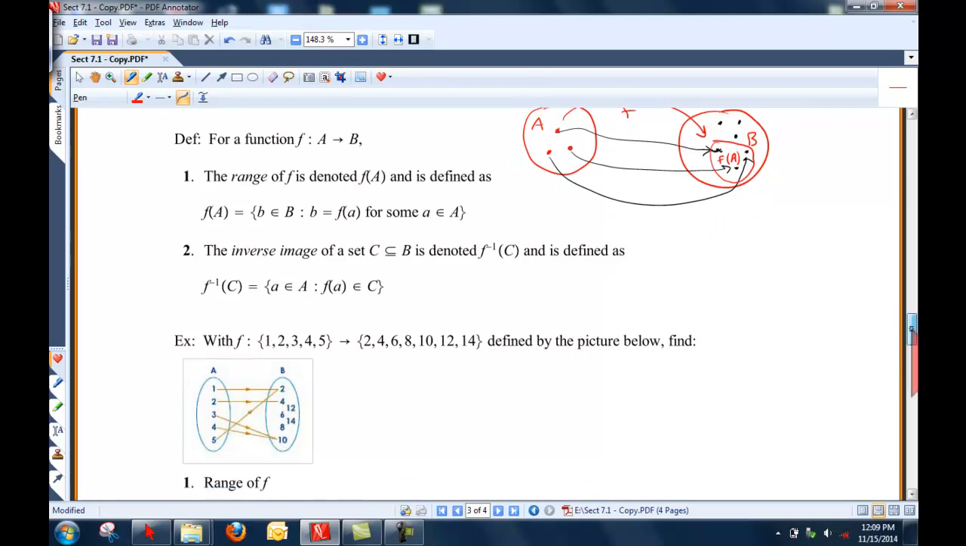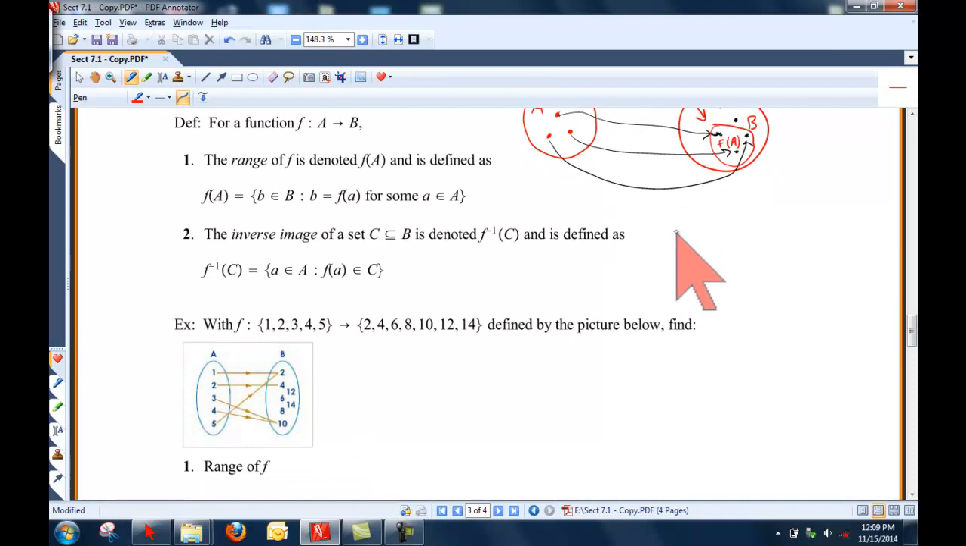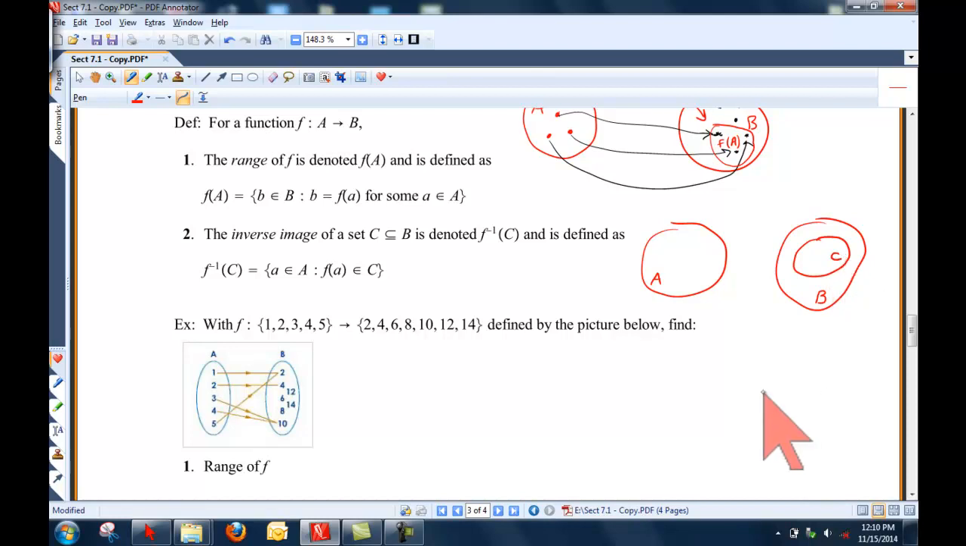Another thing that we're going to talk about is the inverse image. Let me draw another function diagram. Here's the domain A, the codomain B, and the inverse image, we talk about the inverse image of a set in the codomain. So over here, I'm going to draw a subset, call it C, and then let me populate this. So here are a couple of guys, and here's a couple of elements outside.